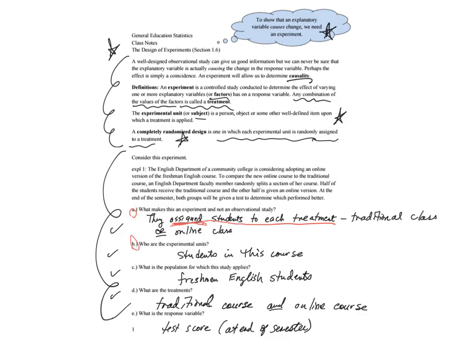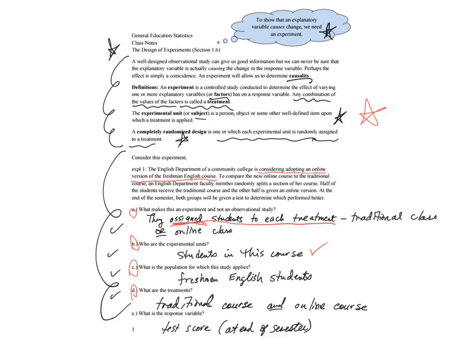B, what are the experimental units? Again, these are just the things that our treatment is applied to. So we're going to say the students in this course. Part C is asking us what is the population for which this study applies. Now, I am going to narrow it down and say that it's freshman English students.